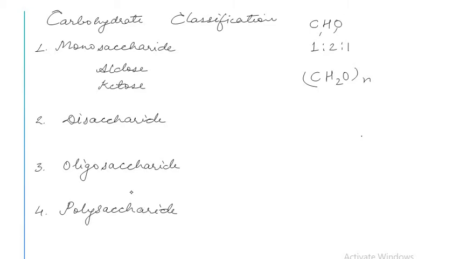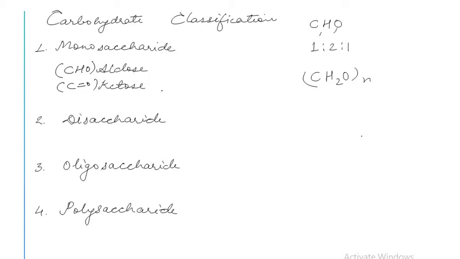Monosaccharides are the simple sugars, and these are further divided into two depending on the functional group present in them. If a CHO or aldehyde group is present, then it is called aldose, and if a keto group is present, then it is called ketose.